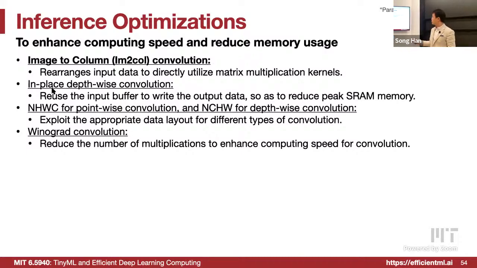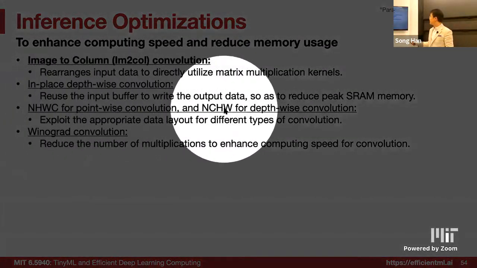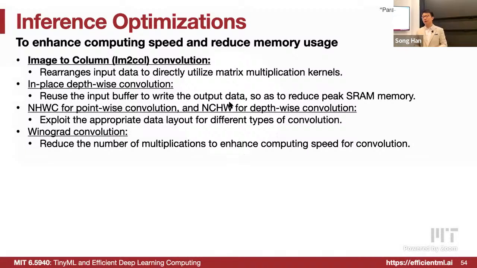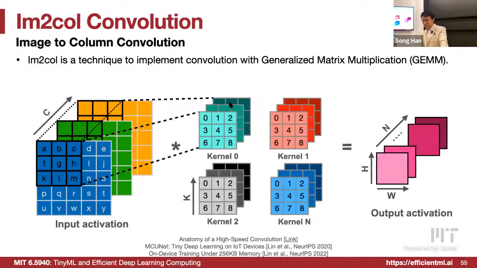And then we are going to introduce NHWC or NCHW, different orders to represent different convolutions, like point-wise and depth-wise convolution. They prefer different memory layouts. And finally, Winograd convolution, which reduces the number of multiplications while remaining mathematically equal. Okay, so let's first talk about image to column convolution.